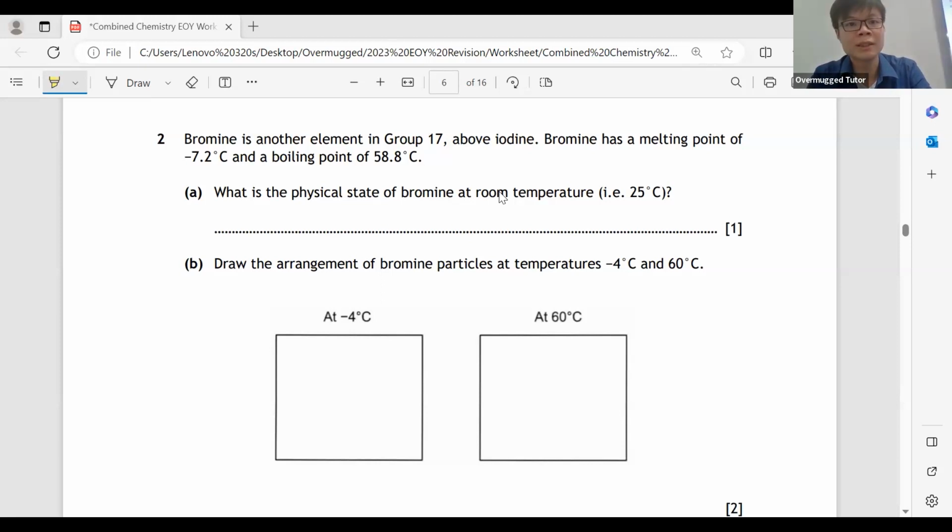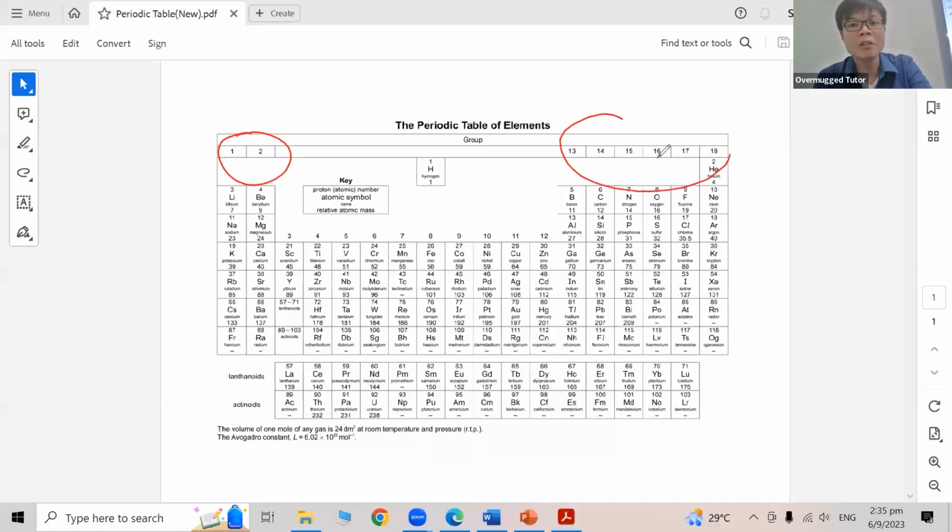Okay, for the Sec 3s, the arrangement is all the same. The only difference is the top numbers. Okay, I think they cannot see. For Sec 3s, you all need to use these numbers already. For Sec 4s, you all will see the Roman numerals, which is this.